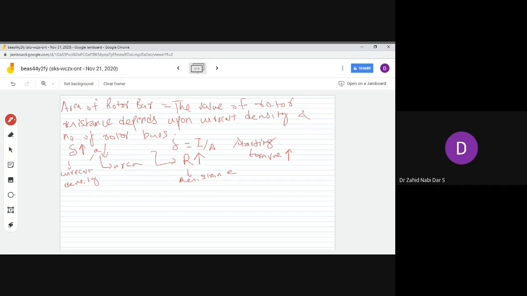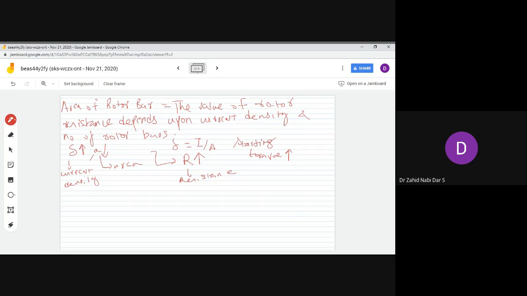If you are simultaneously increasing the resistance and current, so I square R loss would be there. So your copper loss becomes more. If your copper loss is becoming more, then your efficiency, which is output by input, goes down. In the input side, your losses are increasing, so that means your efficiency will go down. So that thing you have to keep in mind.